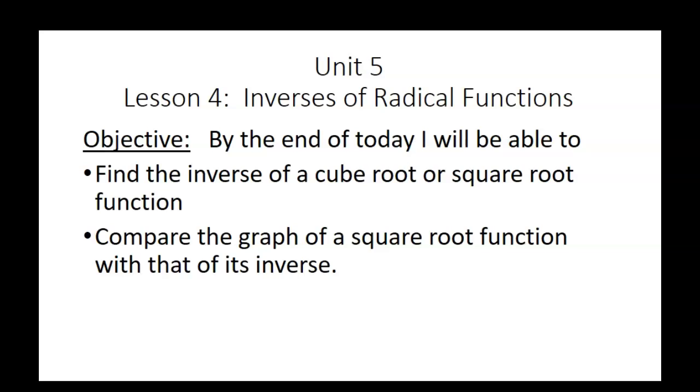All right, so here we go. We're going to be doing inverses of cube and square root functions today, and we're also going to get into graphing them a little bit. Okay, so that's the goal.